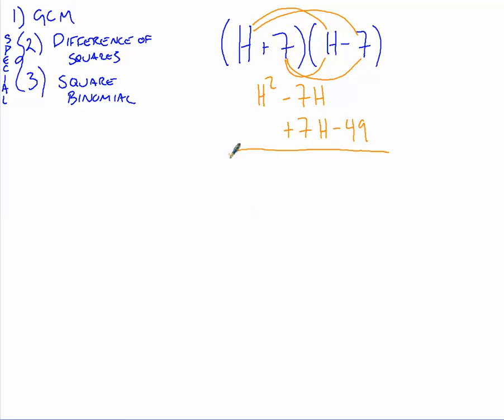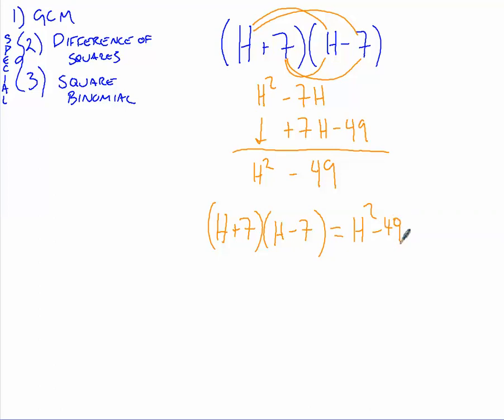So let's combine the similar terms. Do we have another H squared? No, so that just gets dropped down. So we have H squared. Negative 7H plus 7H is 0, so these cancel out, don't they? Do I have any other plain numbers? No. So I have H squared minus 49. That means H plus 7 times H minus 7 is equal to H squared minus 49. Are there any questions yet?